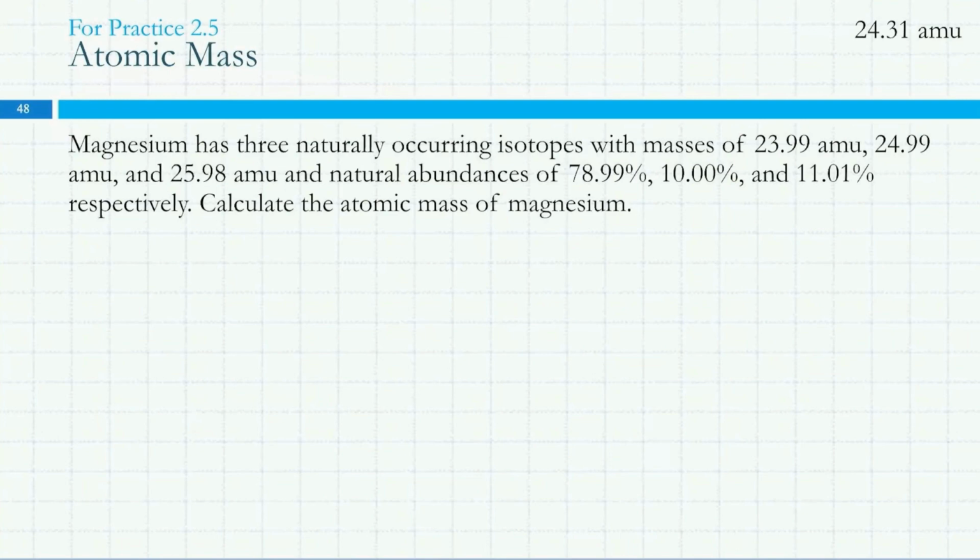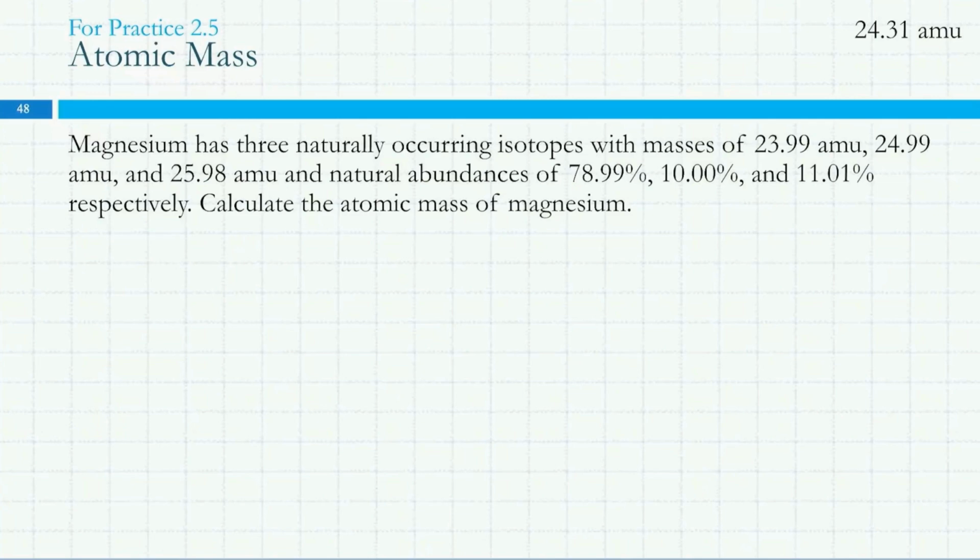Before we even calculate anything, is my atomic mass, after I do all this math, going to be closer to 23.99, 24.99, or 25.98? It's 23.99, because this is 78.99% of it, so our number should be closer to that. And that's a good litmus test for your calculation, because a true average would be exactly in the middle of all three.